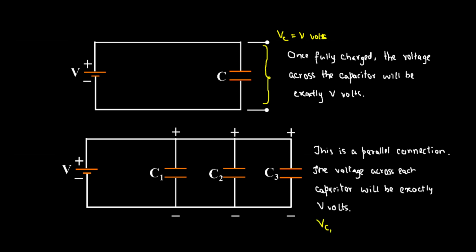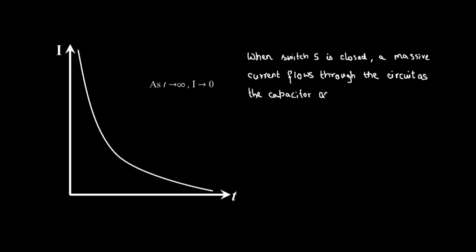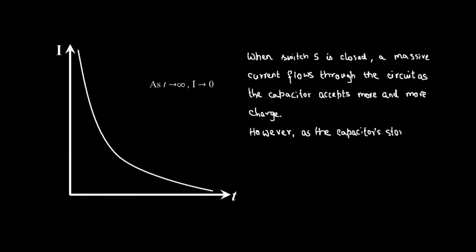Also, V of C1 is equal to V of C2, which is equal to V of C3, which is equal to V volts. When switch S is closed, a massive current flows through the circuit as the capacitor accepts more and more charge. However, as the capacitor's storage becomes full, less current will flow because it will accept fewer electrons.